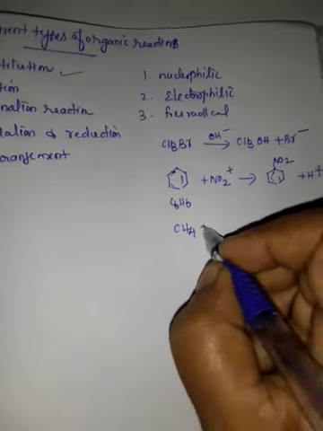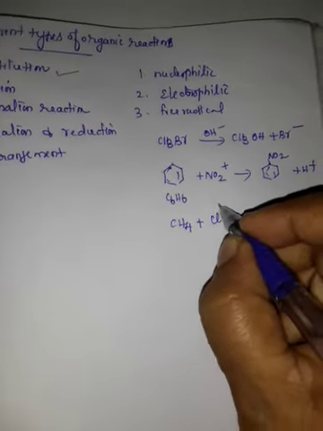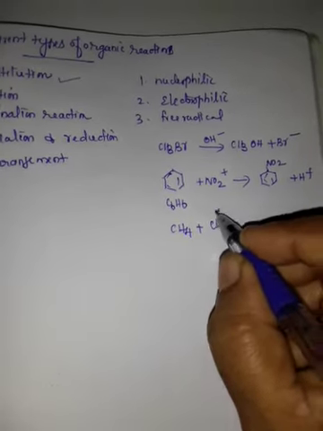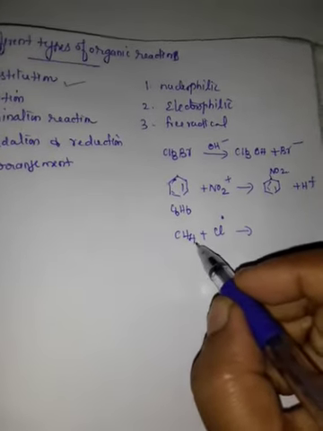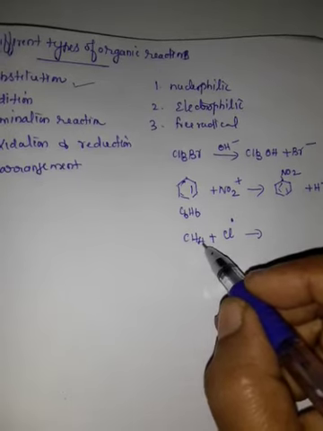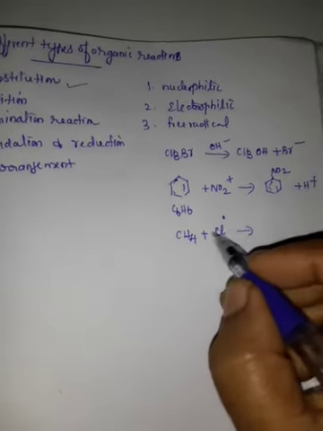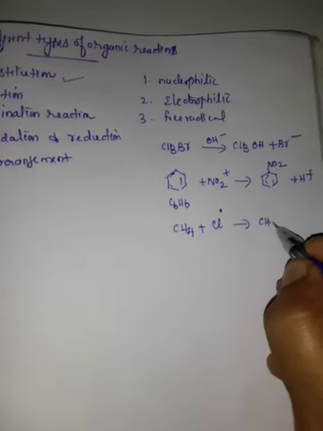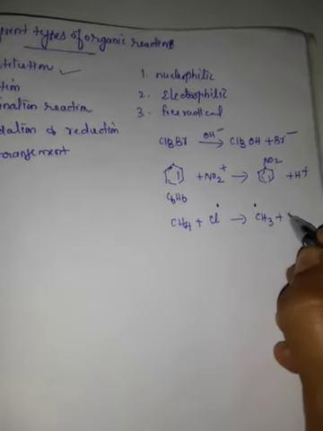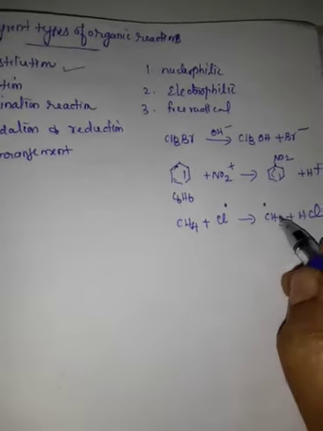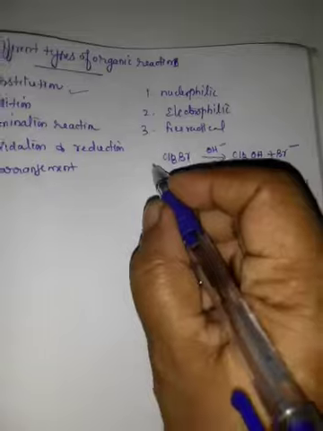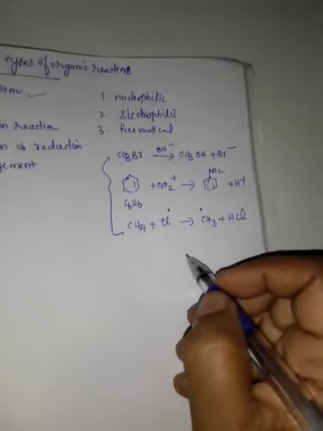Free radical substitution. Methane CH4 plus Cl free radical. Free radical means a dot should be there. It is a neutral species. It's not a cation or an anion. So instead of one H here, the Cl replaces. So CH3 radical and HCl are formed. Here Cl is a radical, and here methyl is a radical. These are the 3 types of substitution reaction.